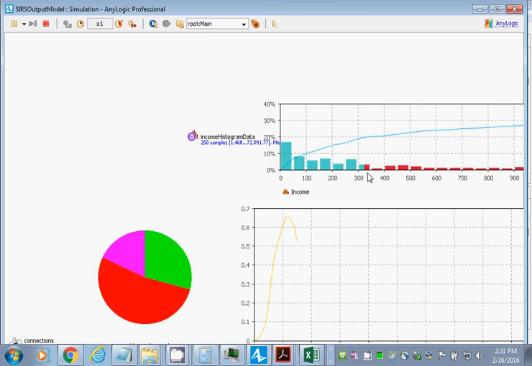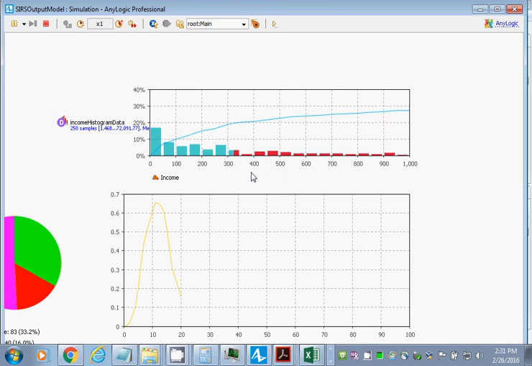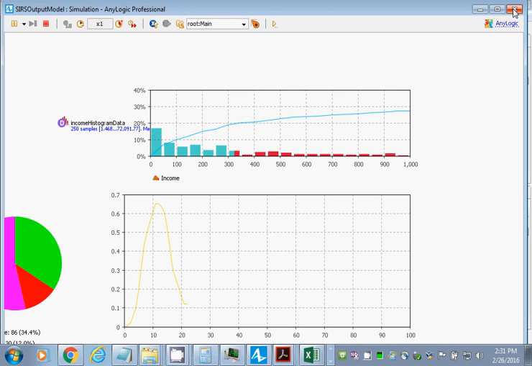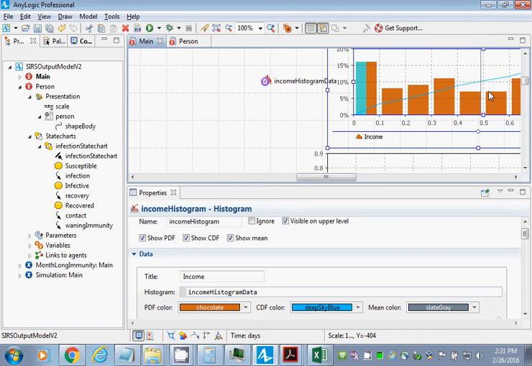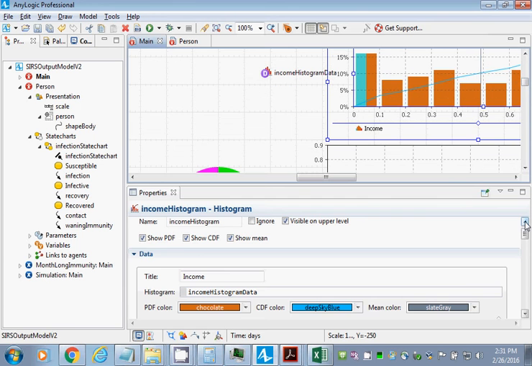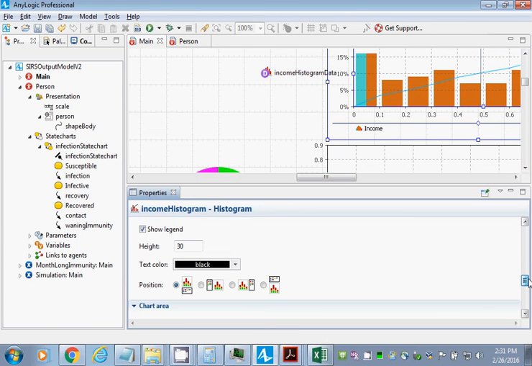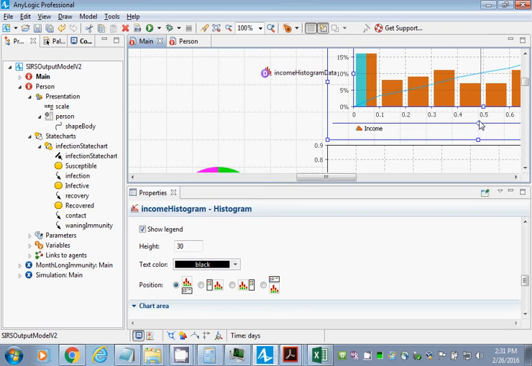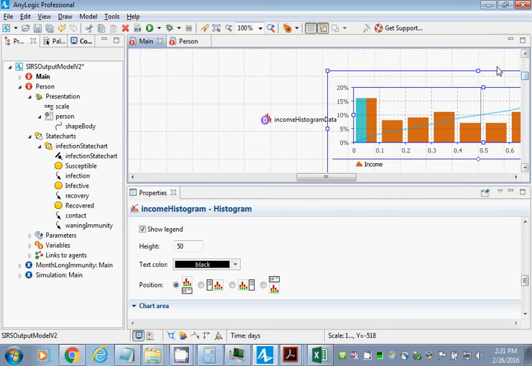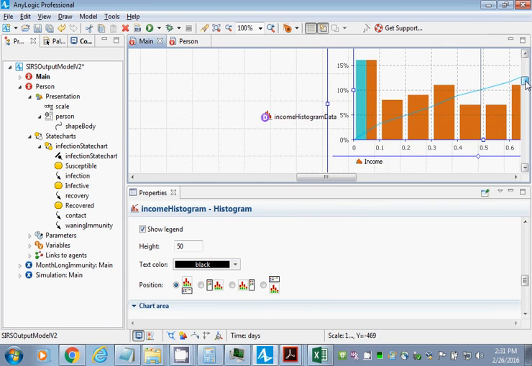So let's go modify this a little bit more. Can we turn on a legend? Yeah, there's a legend. We can have the legend be at the bottom. To have the legend at the bottom, we'll want to drag this up so that we have some space there, and we could drag up the top correspondingly like that. Is that okay? There we go.